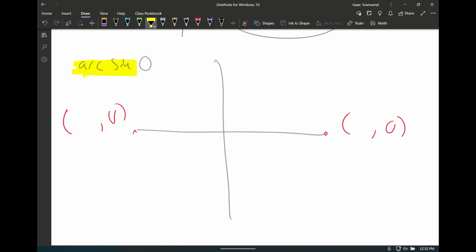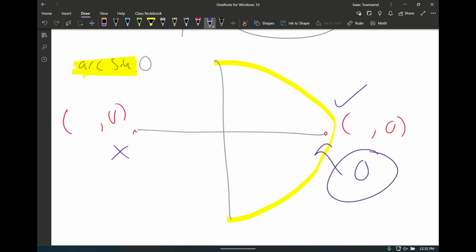What's the range of inverse sine? Negative pi over 2 to pi over 2. Okay, so your answer is going to come from here, not here. And what do we call that angle? 0. Which is your answer. At 0 radians, sine is 0.